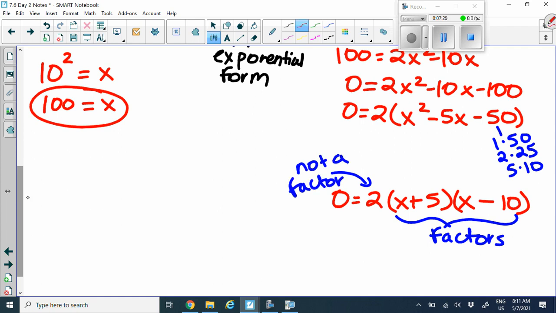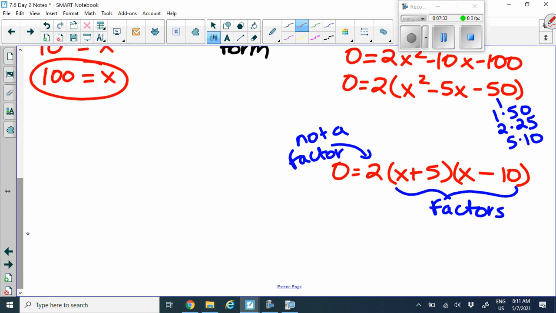And so we are not going to set it equal to 0, because if we try to do 2 equals 0, does that work? No, that doesn't make sense. So now I have my x plus 5 equals 0, and then x minus 10 equals 0. So now I have x equals negative 5 and x equals 10.